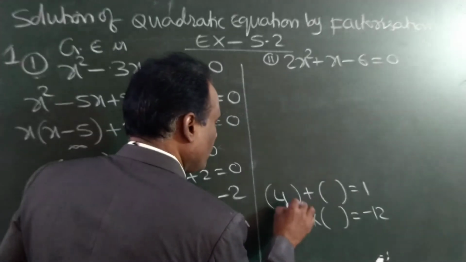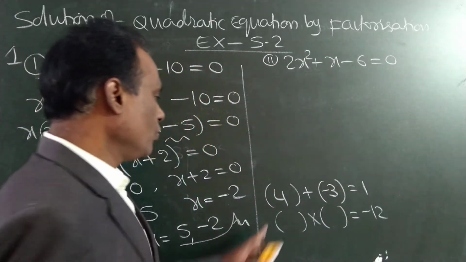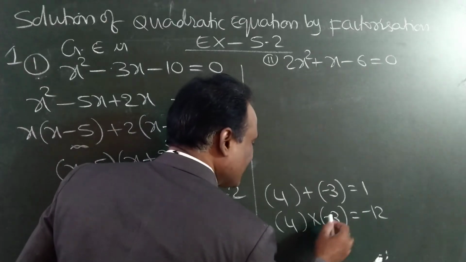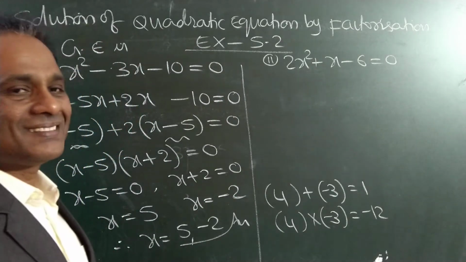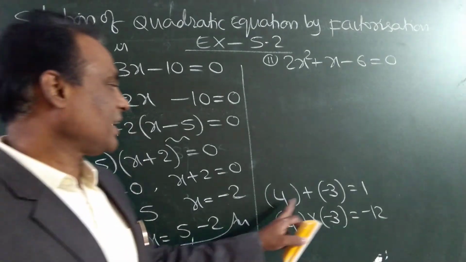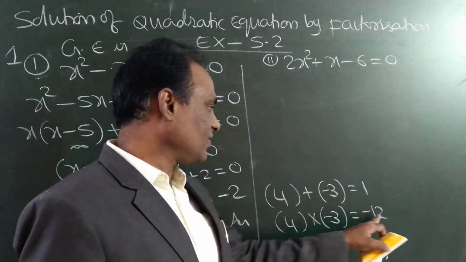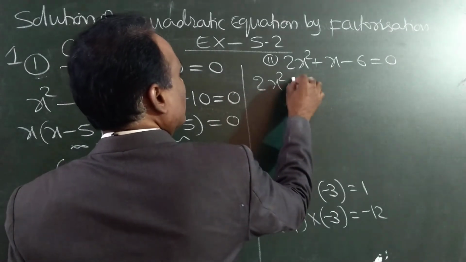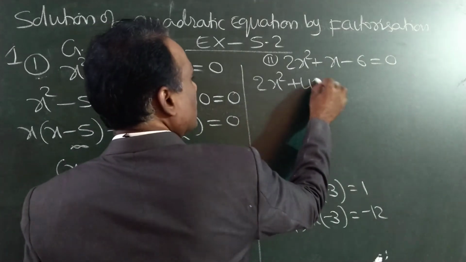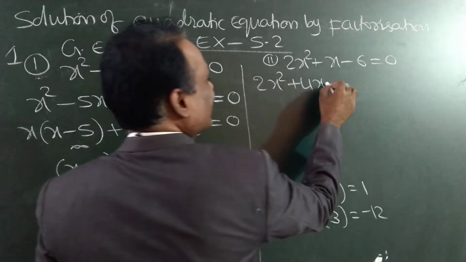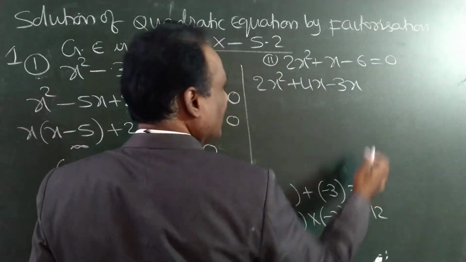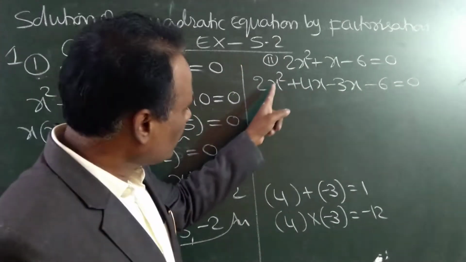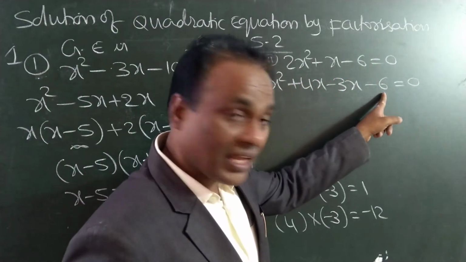What are the numbers? 4 and minus 3. 4 minus 3 is 1, and 4 into minus 3 is minus 12. So how to write it? Students, see here: 2x square plus 4x minus 3x. This last one is the same. The first term we write the same, the last term also we write the same.